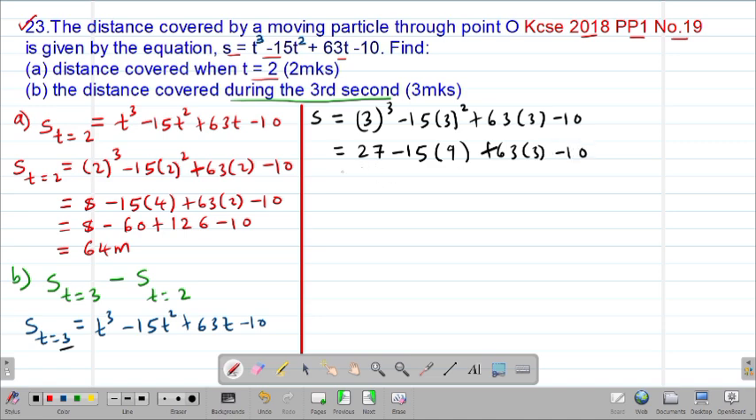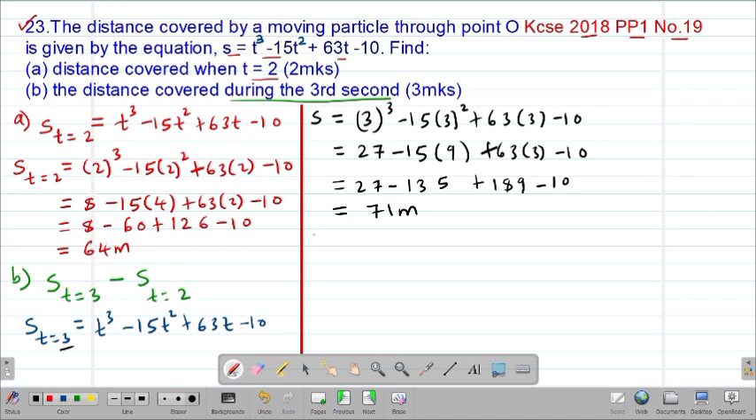So this is going to simplify into 27, then minus, you take 15 multiplied by 9, your calculator will give you 135. Then of course plus, you take 63 multiplied by 3, your calculator will give you 189. Then minus 10. You feed this, 27 minus 135, then plus 189 minus 10, your calculator will give you 71 meters.